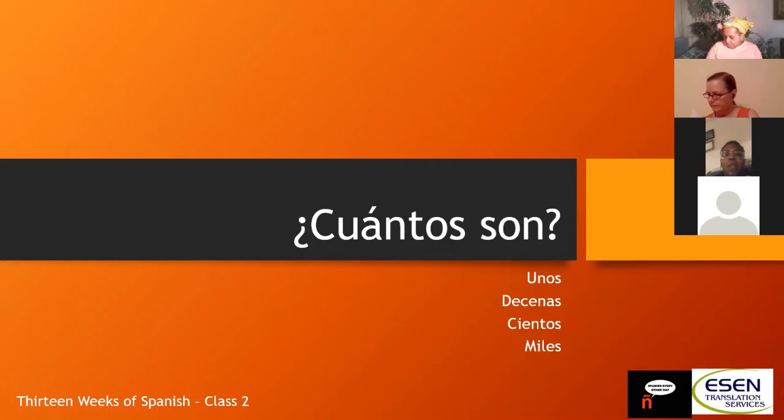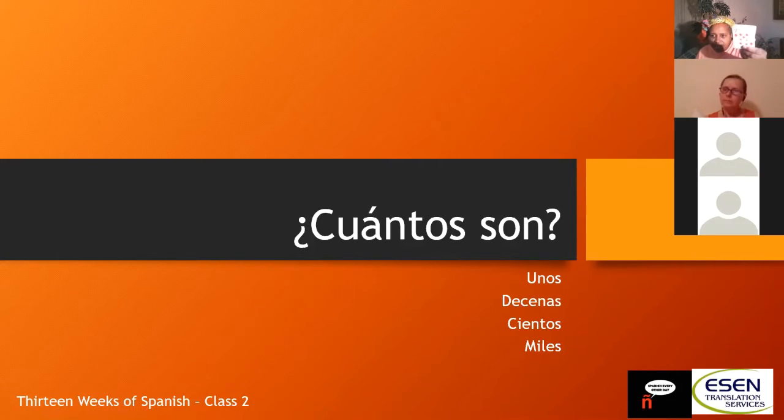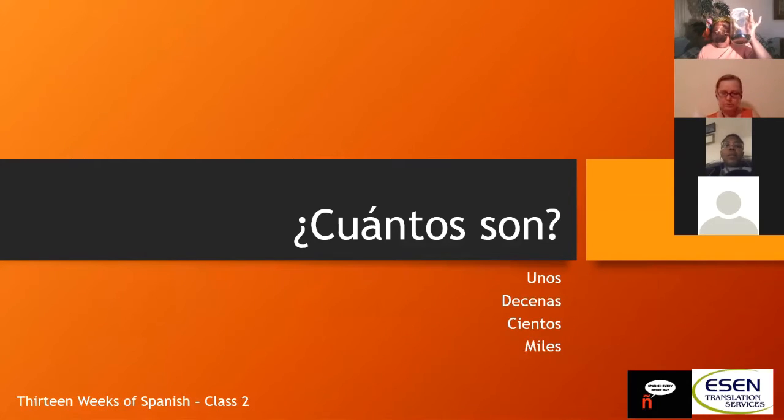Two props here that we're going to be using. One of them is playing cards. Can you see them well? Hold it a little closer. And a jar of beans. Okay.